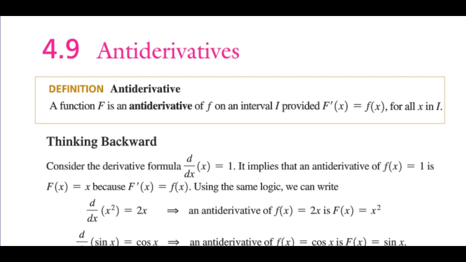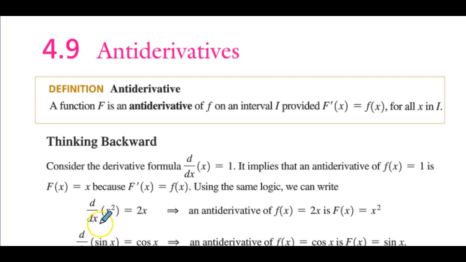The topic is antiderivatives, and they don't give you many formulas here. The goal is to think about the derivative. How do you undo the derivative? So they're going to give you the derivative, and you're going to ask, well, what could I take the derivative of? What did they take the derivative of to get that?